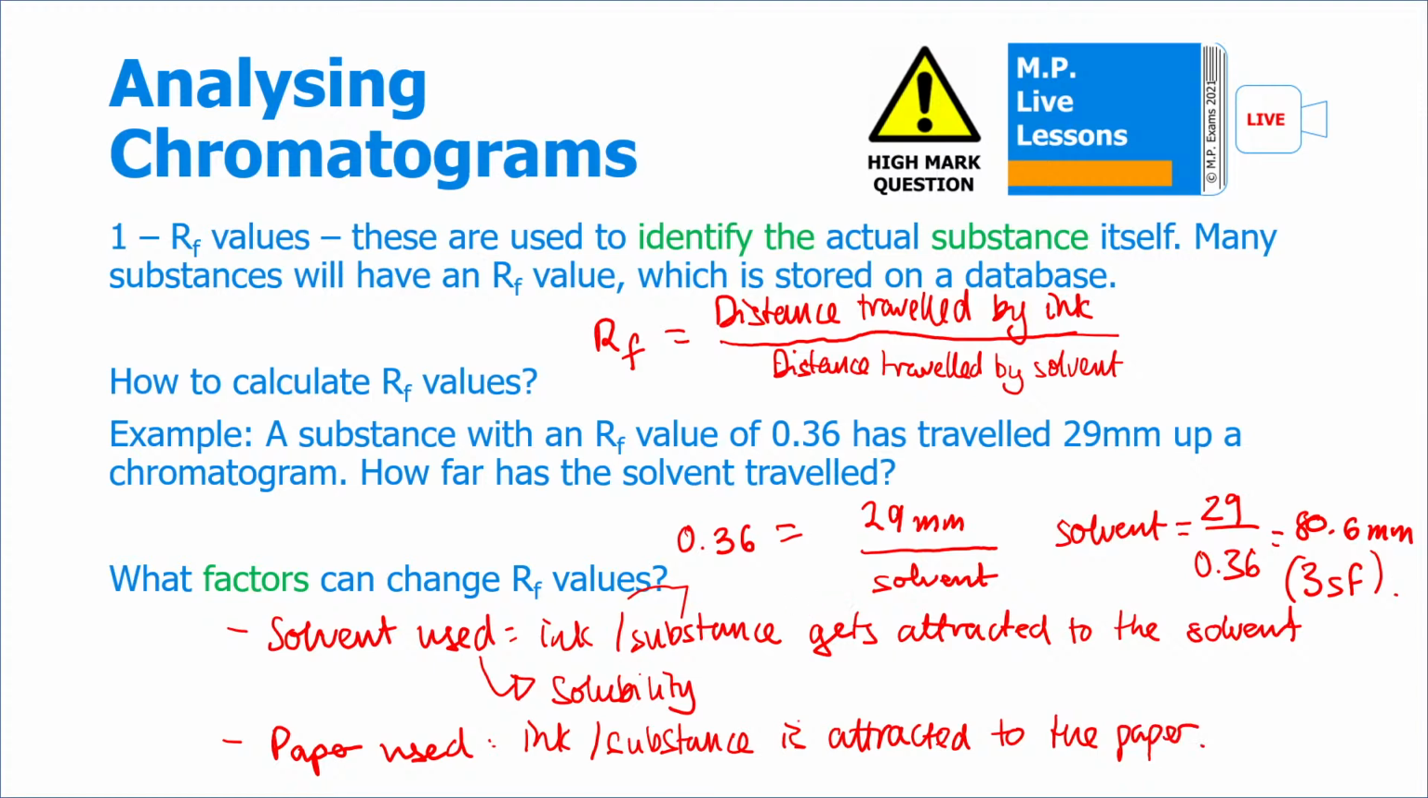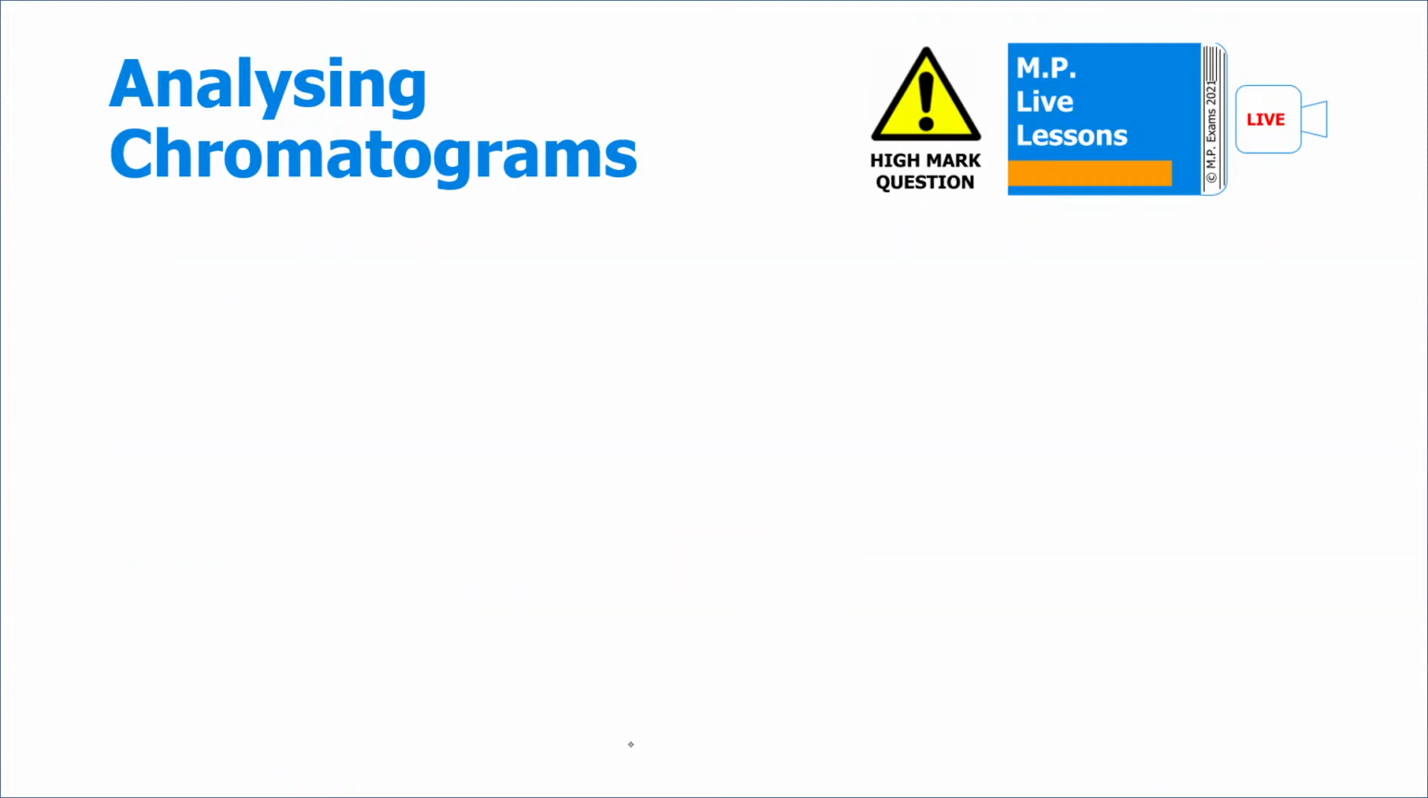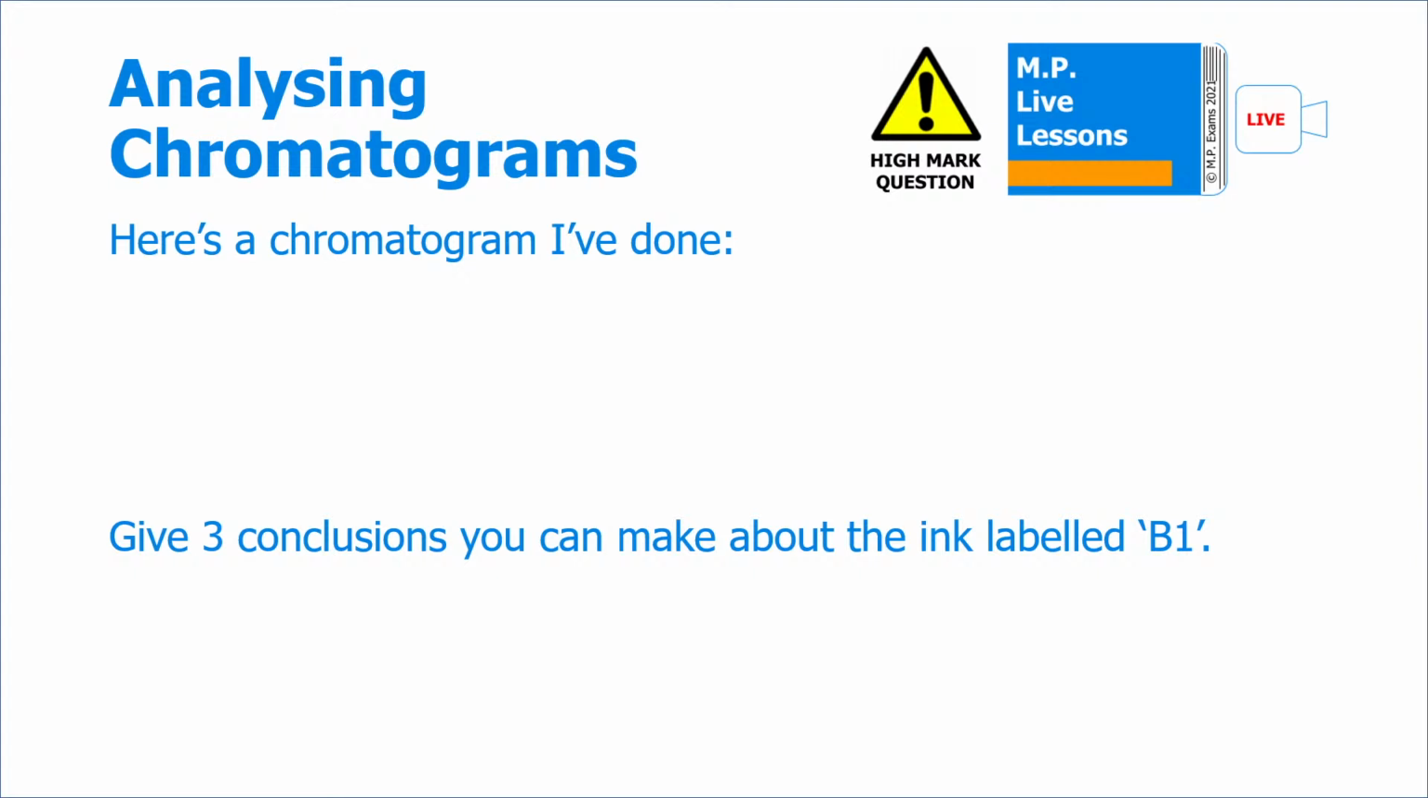Now, I haven't actually done a chromatogram yet, but I can make a short video soon. This is where I'll do this slide right here, and then we'll give a few conclusions about, let's say, one of the ink style labeled B1.